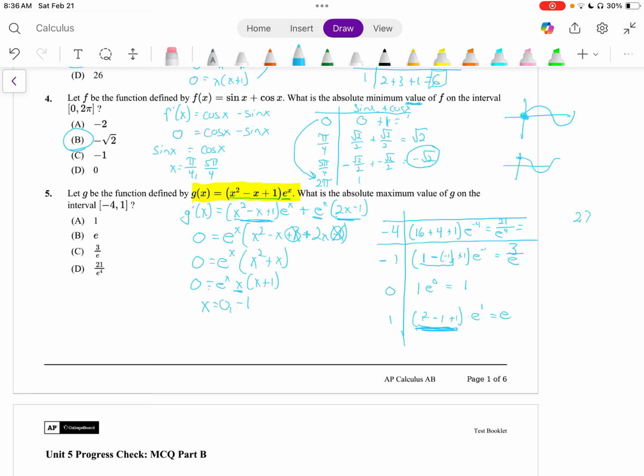And so e is 2.7 something. So it's not 1, it's not 3 over e, because 3 divided by 2.7 is just a little bit over 1. And then 21 over e to the 4th is probably pretty close to 1, or even less than 1, since e to the 4th is 2.7 to the 4th. So e is our answer. That's going to be the maximum. So that's B.